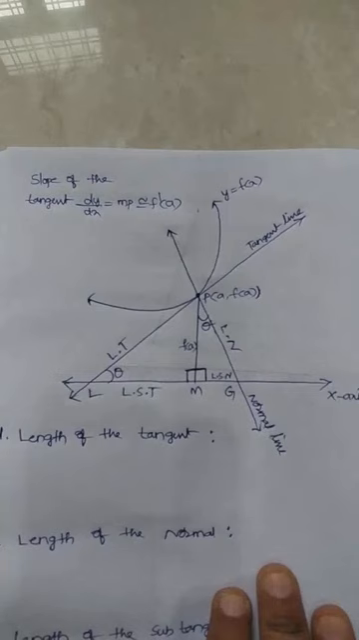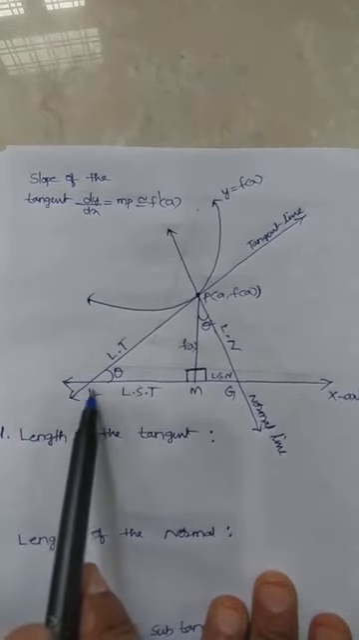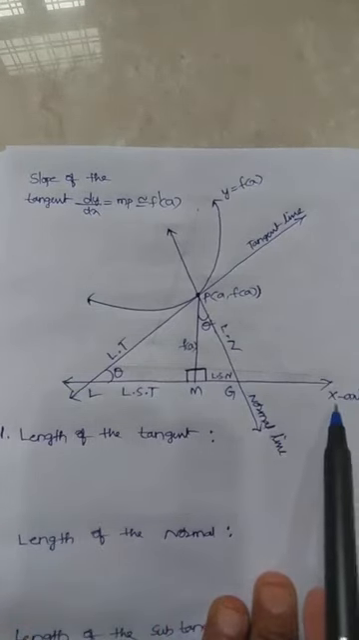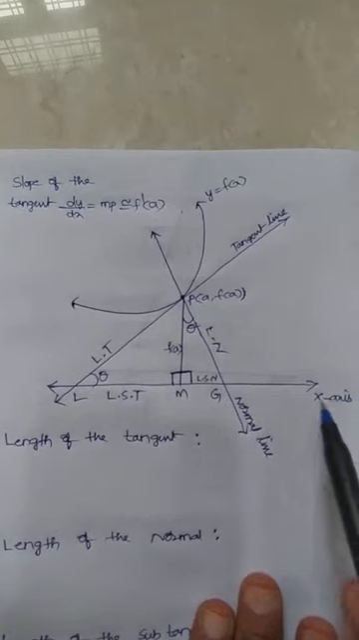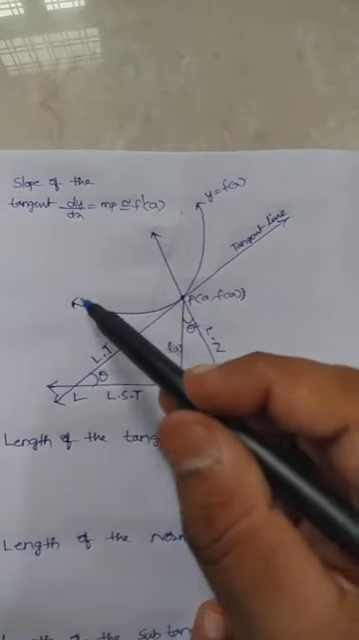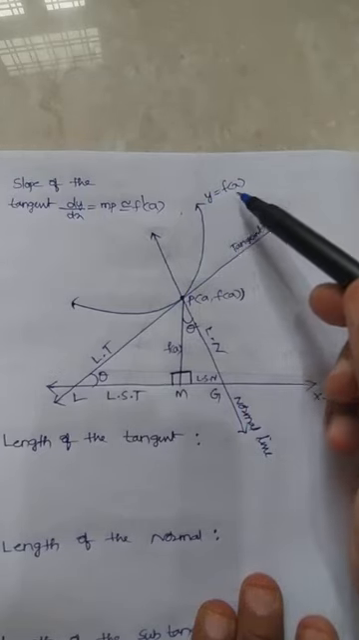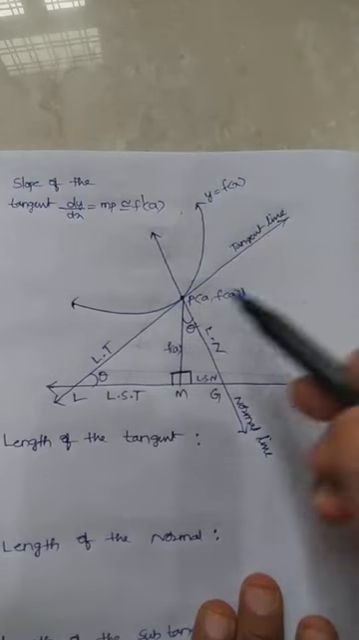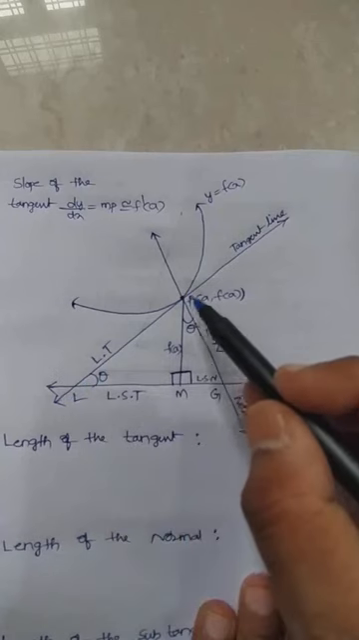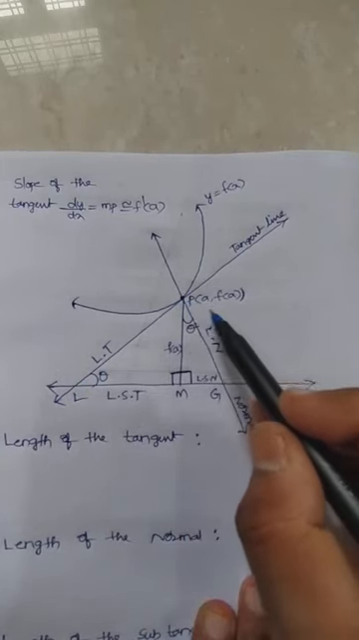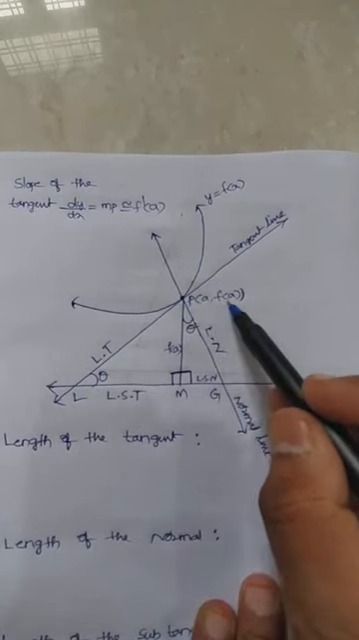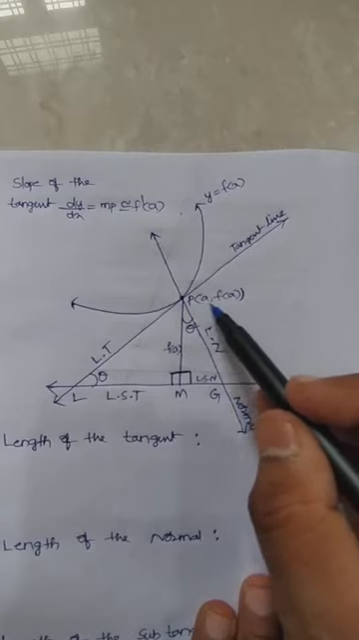Now first, this one is the X-axis. This is our curve y is equal to f of x. Here we have drawn a point P. What is the P point? A comma f of a. This is the P point.